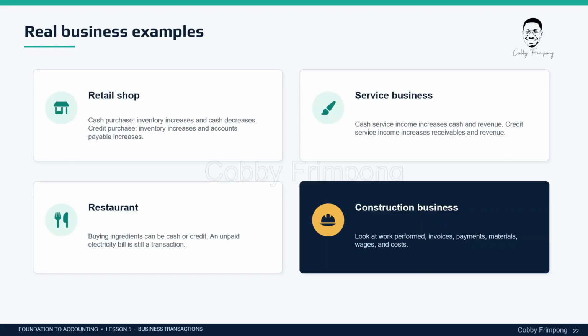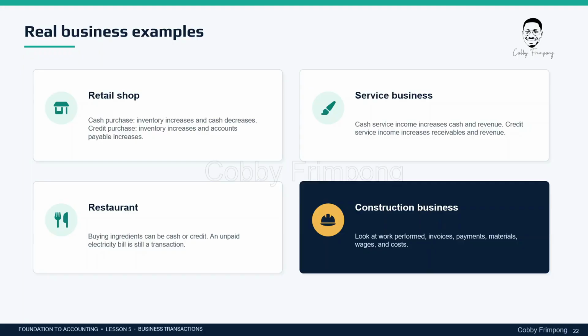Real businesses provide many examples. A retail shop may buy inventory for cash or on credit. A service business may receive payment immediately or allow the client to pay later. A restaurant may buy ingredients for cash, and an unpaid electricity bill is still a transaction because the expense has been incurred and the business now owes the utility provider.